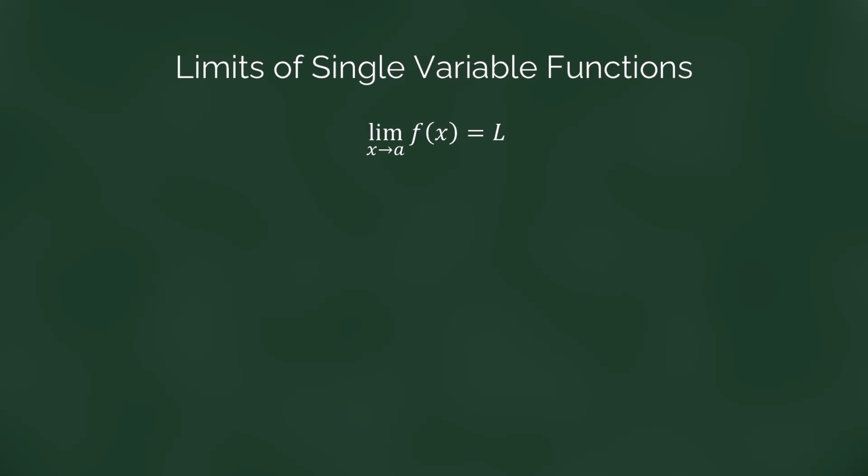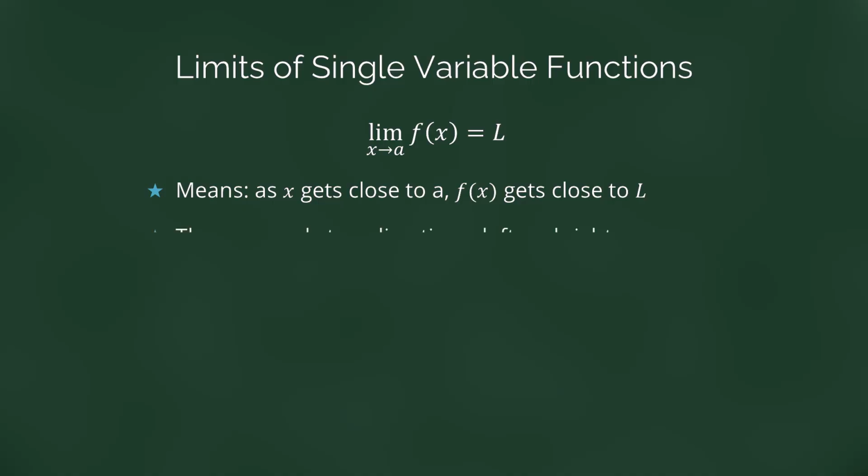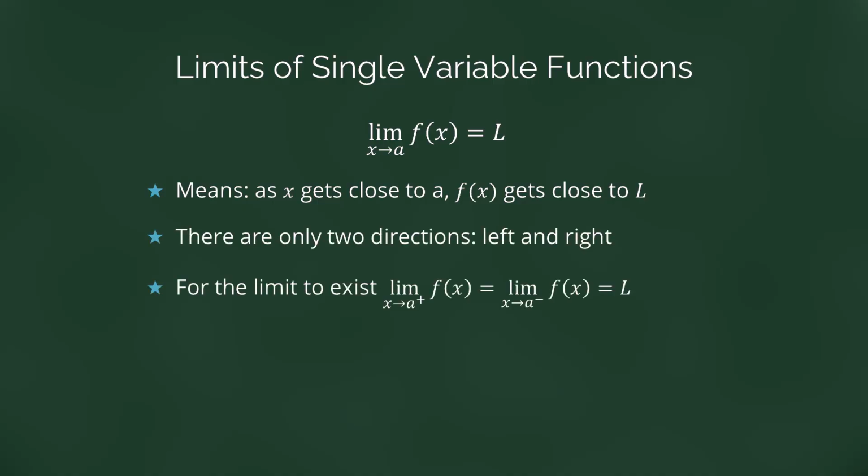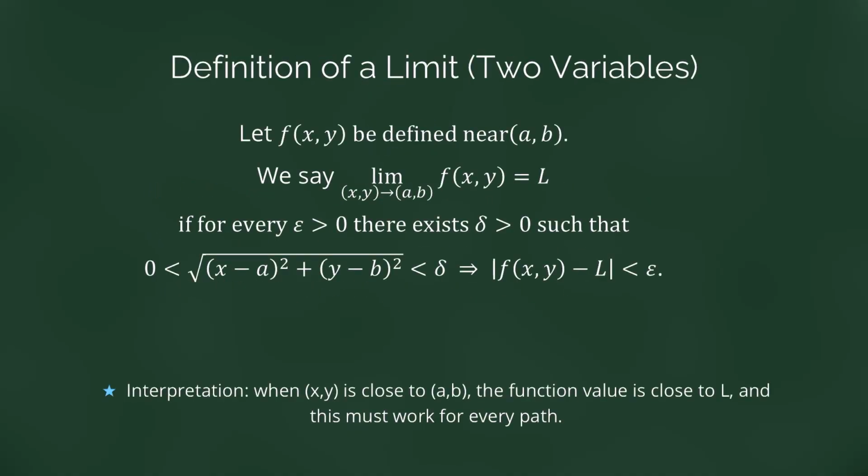Recall that in single variable calculus, when we say that the limit as x approaches a of f of x equals L, what we mean is that as x gets closer and closer to a, f of x is getting closer and closer to L. There's only two directions, from the left and from the right. And for that limit to exist, the limit as x approaches a from the right of f of x has to equal the limit as x approaches a from the left of f of x, and both of them have to equal L. In order to understand limits in two variables, we're going to start with a very formal definition.